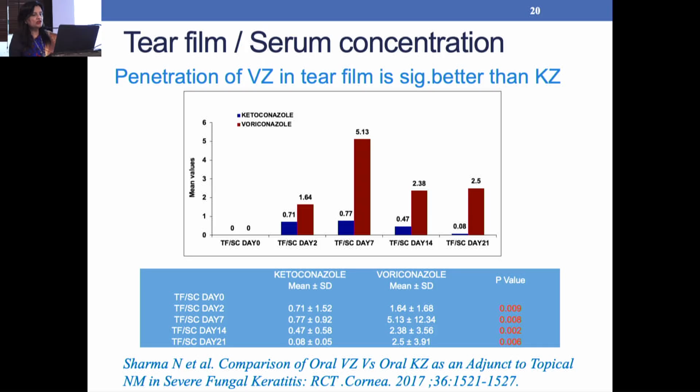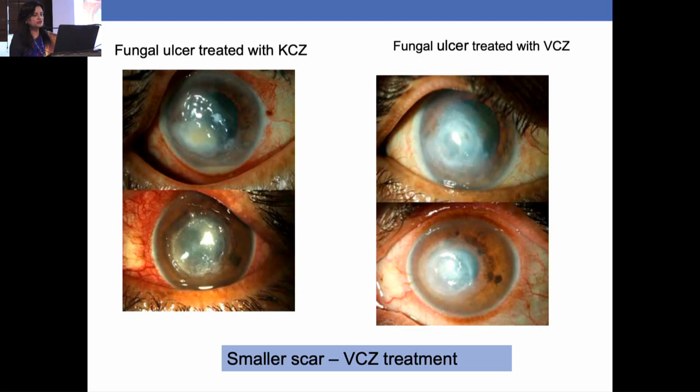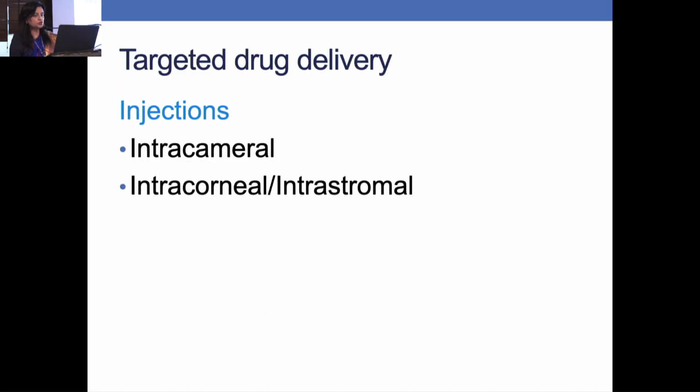But when we looked at the concentration in the tear film, we found that voriconazole was far more in the tear film as compared to ketoconazole. So for all your patients who can afford systemic voriconazole, start that. But if they can't afford it, you can give systemic ketoconazole because that will also have equally good results. So just to show results from those studies.